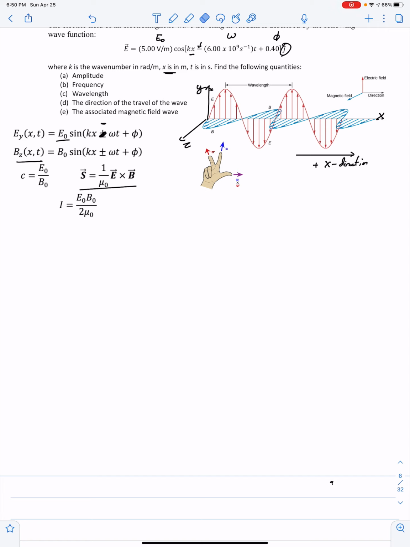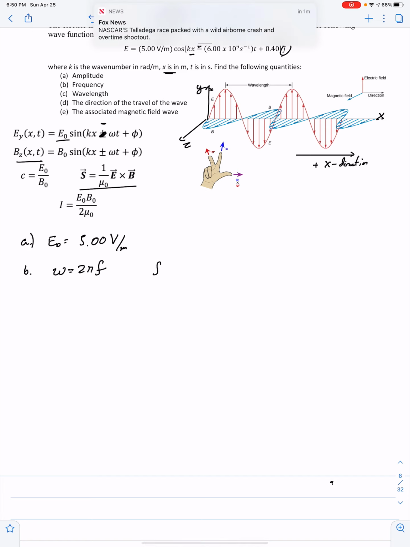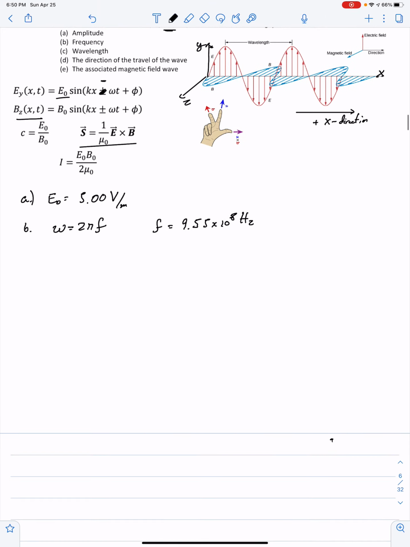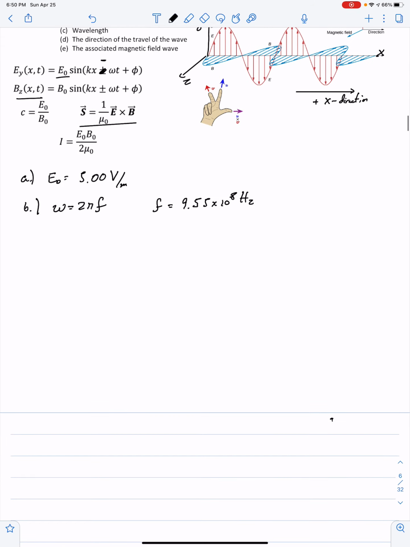Very good. Now let's go through the lines. It says, hey, find me the amplitude. Well, we found the amplitude. It's E naught, and E naught is 5.00 volts per meter. That is a big electric field. Hey, find me the frequency. Well, we already have the angular frequency, so we can solve for the frequency. And it should be 9.55 times 10 to the 8. Easy there.